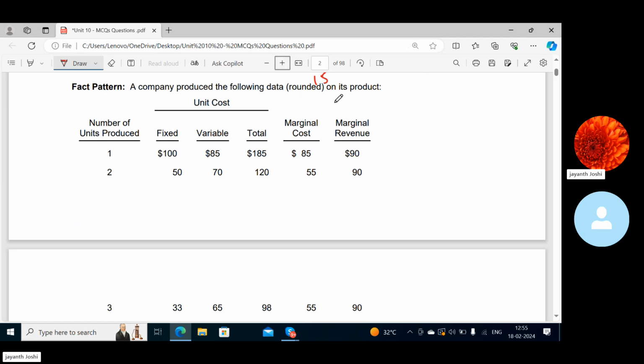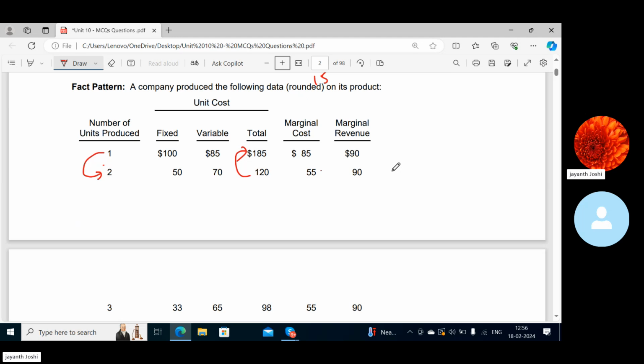A company produced the following data on its product: number of units, fixed cost, variable cost, total cost, marginal cost. You should know marginal cost is nothing but the difference between two total costs, for producing one additional unit of output, the incremental cost you incur. That is $55. Then they have given the marginal revenue as well. That is the difference of two revenues, but they haven't given the revenue data to us, so they have themselves given the marginal revenue figures.